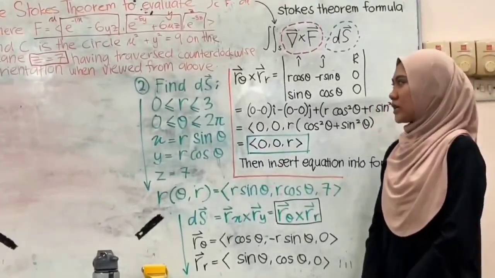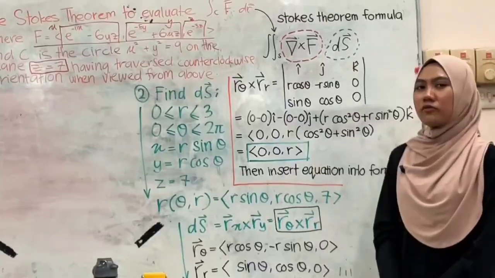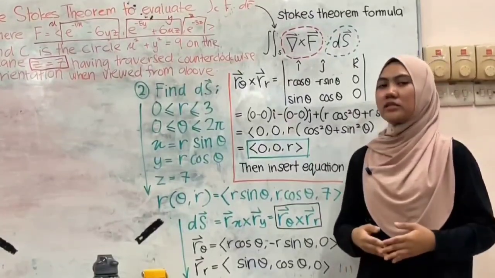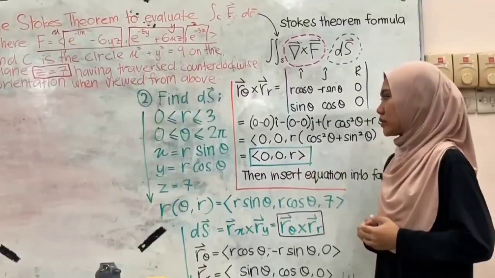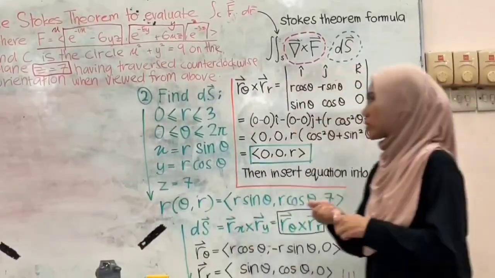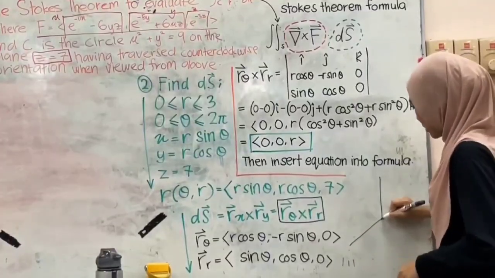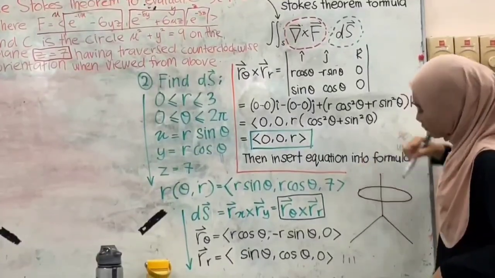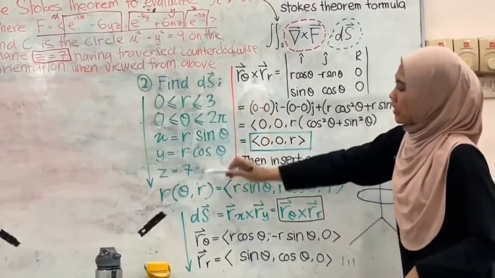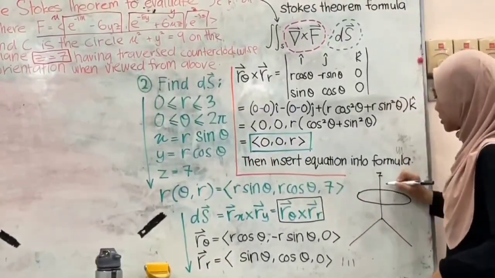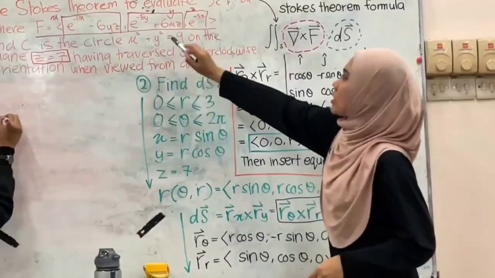So, we continue with finding dS. dS is the surface area. Before finding dS, we need to know the range used to calculate the surface area. Here we are talking about the flat circle surface, like this on the z-axis. The z is equal to 7 because the circle is at 7. The 3 we got from the equation here.